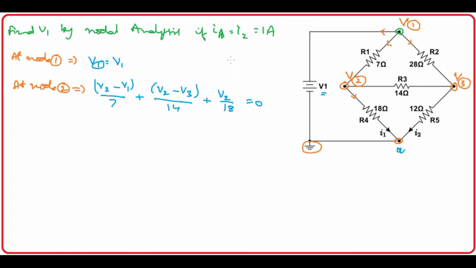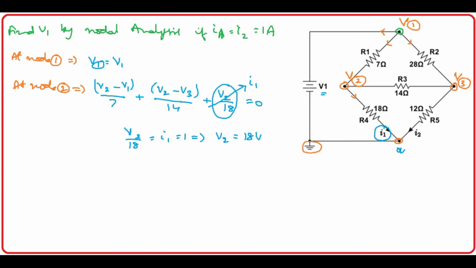So this is the current actually. V2 by 18 is I1. Okay, V2 by 18 is I1, so this part can be replaced as I1. We can simply say that V2 by 18 is equal to I1, which is equal to 1, which implies V2 is equal to 18 volt. That's what we want actually. Okay, so please identify that path.